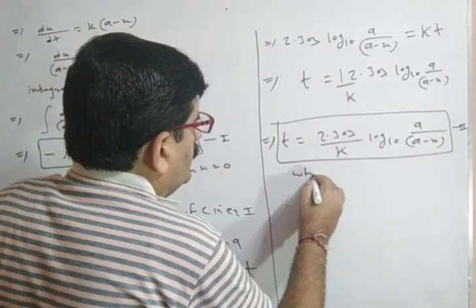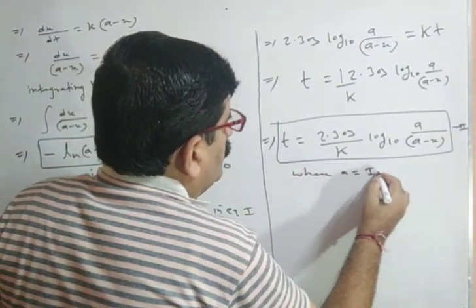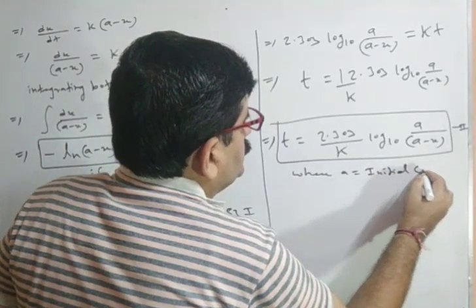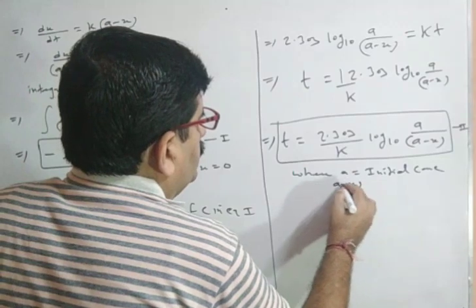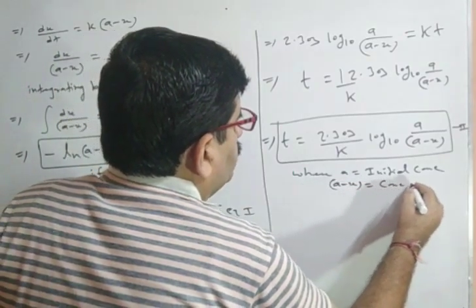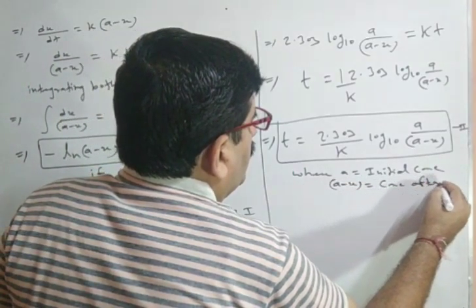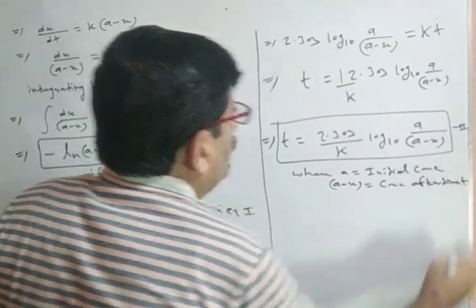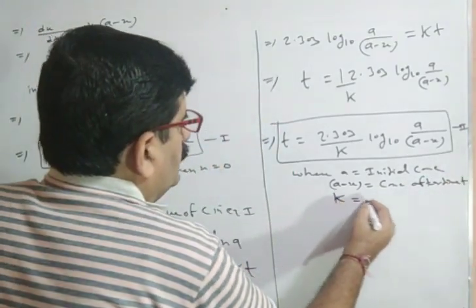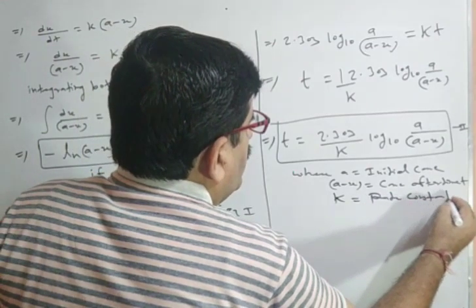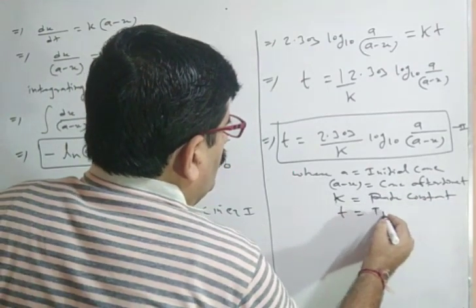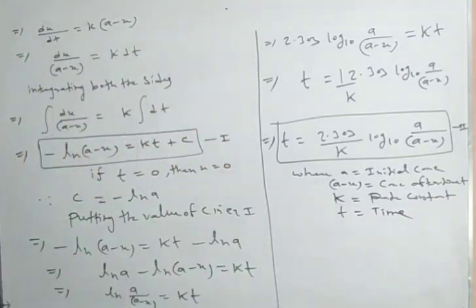What is a? Where a is equal to initial concentration. a minus x is equal to concentration after time t. k is equal to rate constant and t is equal to time.